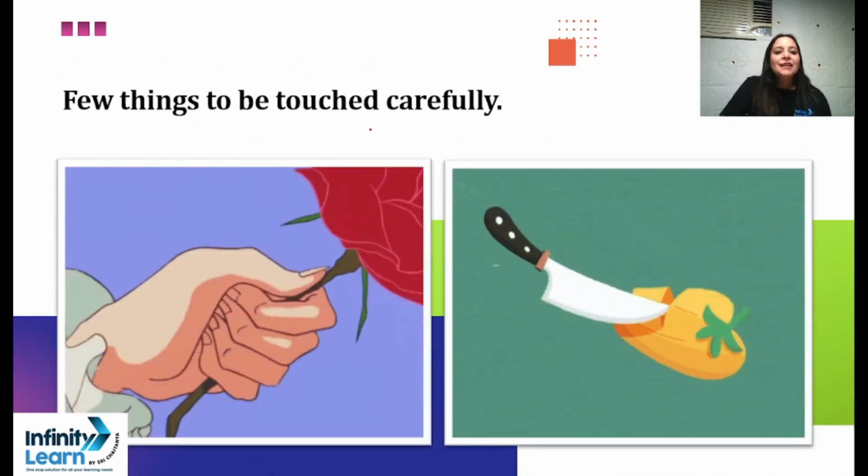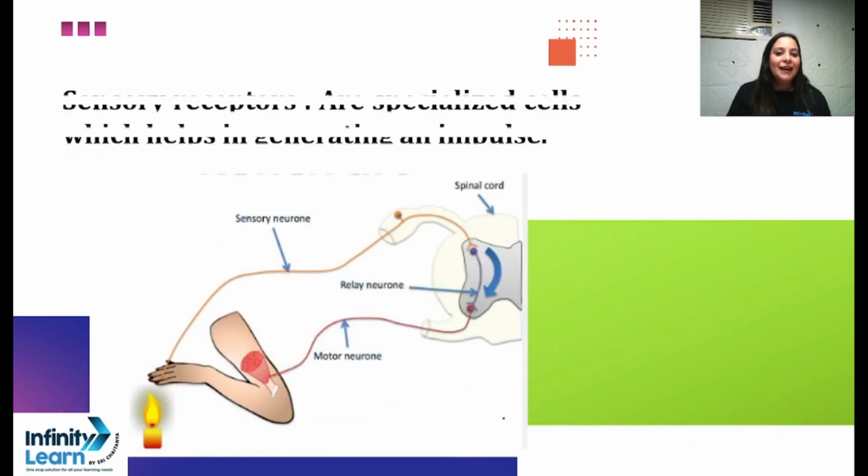A few things have to be touched very carefully. You know that when you are holding a knife, you have to be very careful, right? Because sometimes the skin may get pricked from somewhere and it starts bleeding. So we have to be careful while holding things.